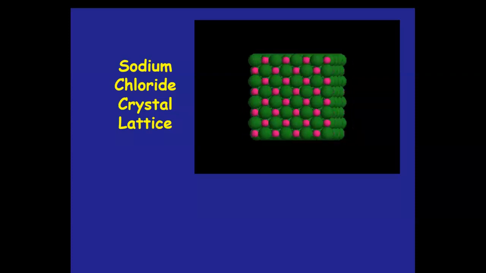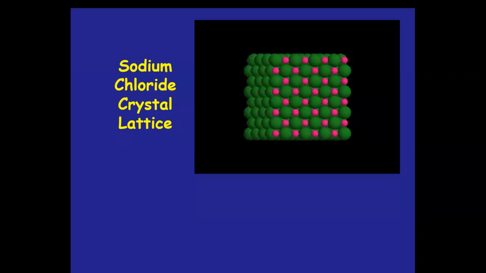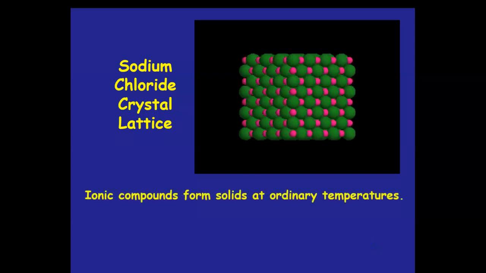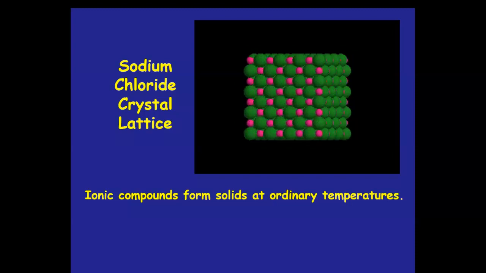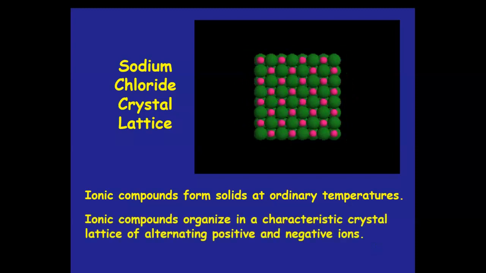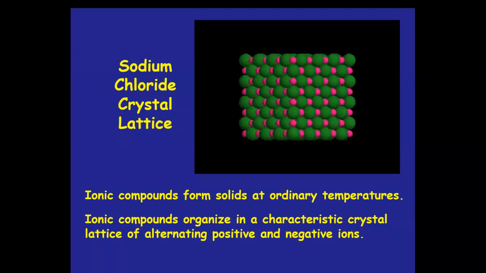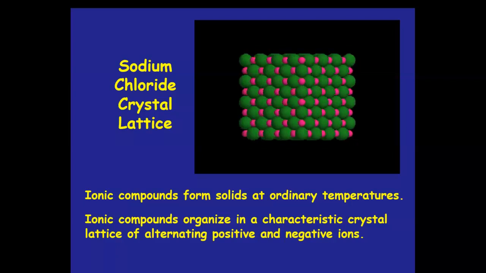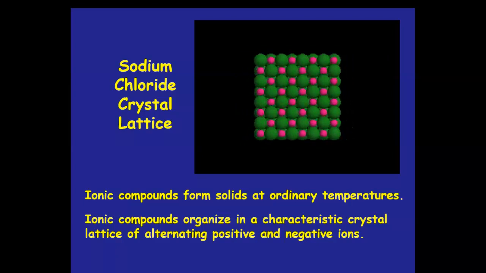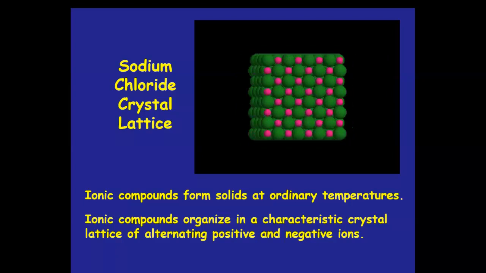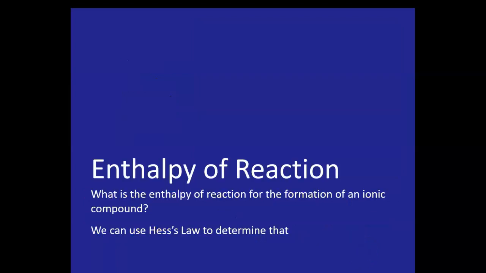This is a representation of a sodium chloride crystal lattice. You see the sodium ions, which are in red, and the chloride, which are in green. Ionic compounds form solids at ordinary room temperatures. They organize in a characteristic crystal lattice. The positive and negative ions will be alternating, as you see here. Overall, the charge on the crystal is zero as a matter of course.